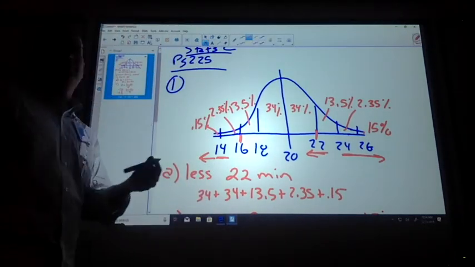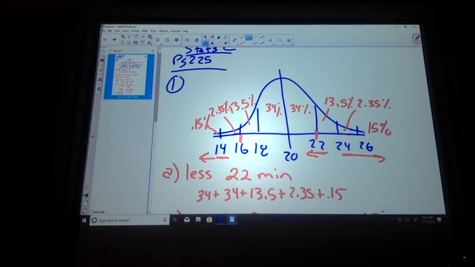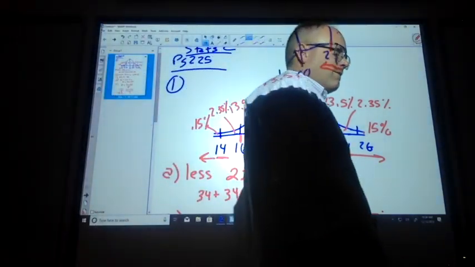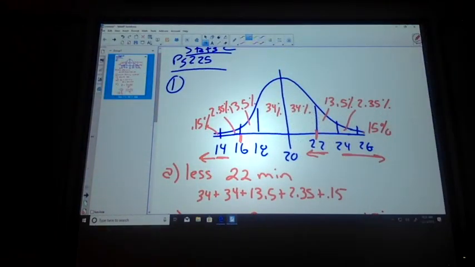You make the curve, and then in the middle you put 9. And since the standard deviation is 1.9, you go up 1.9 and put another line. And then you go up 1.9 also.